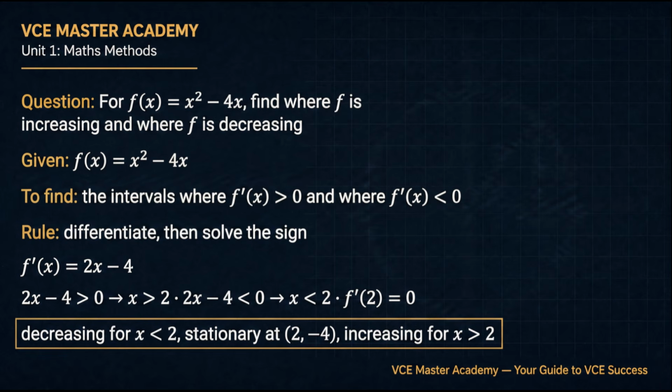Now the sign. 2x minus 4 is positive when 2x is bigger than 4, so when x is bigger than 2. It's negative when x is less than 2. And at x equals 2 exactly, it's 0. Flat ground. So write the story in order, left to right. Downhill for x less than 2. Flat at x equals 2, and the point itself is (2, -4), because f of 2 is 4 minus 8. Then uphill for x greater than 2. That's a valley shape, which is exactly what a positive parabola is. The algebra just confirmed the picture you already knew.